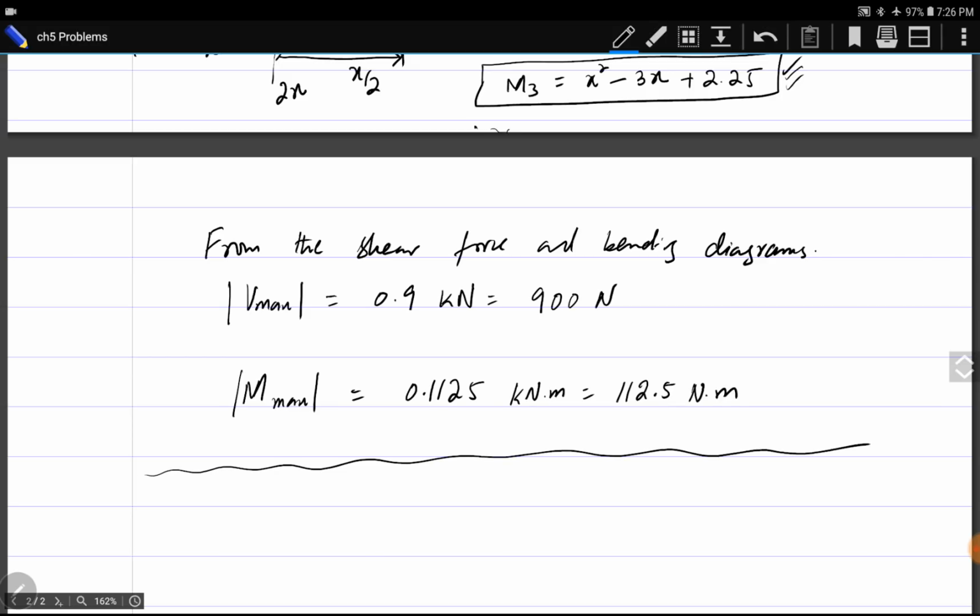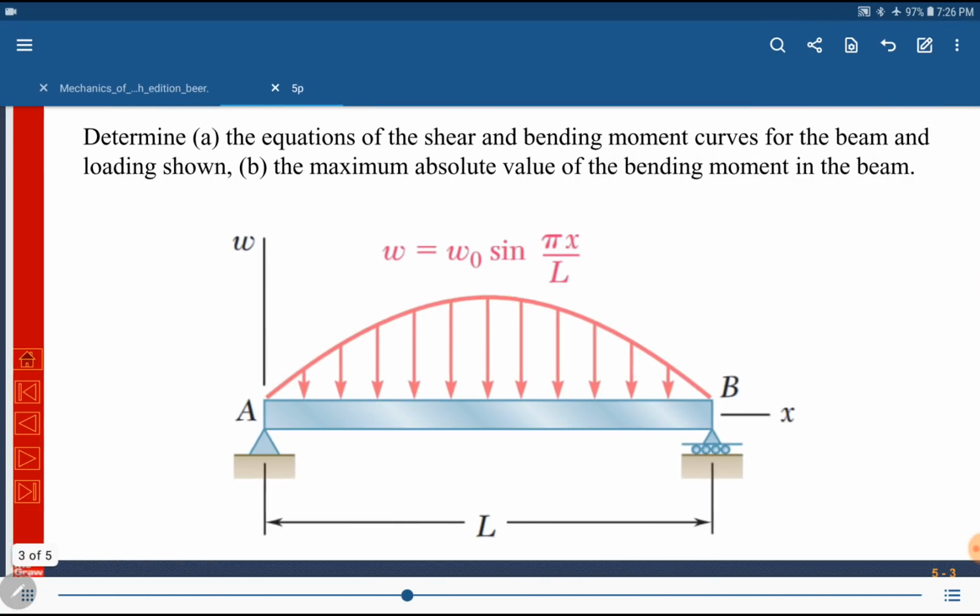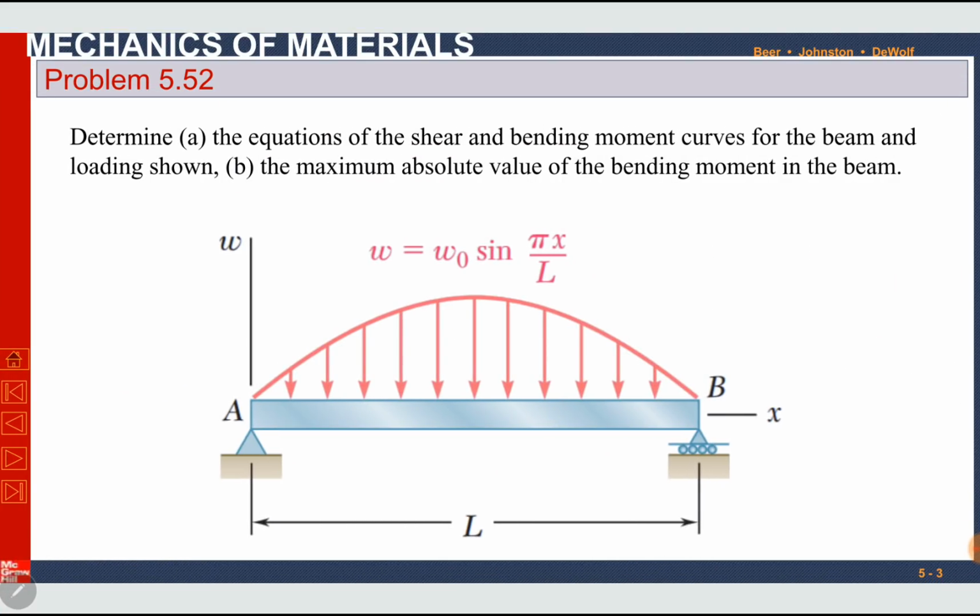Okay, I will move towards the next problem. It is problem 552 from the exercise. Determine the equations of the shear and bending moment curves for the beam and loading shown in part A, and for part B, the maximum absolute value of bending moment in the beam. So first we will find the equations of bending moment and shear force curves. Okay, expression for load is given to us. It is a sinusoidal expression. First we have to find shear force and bending moment expressions.